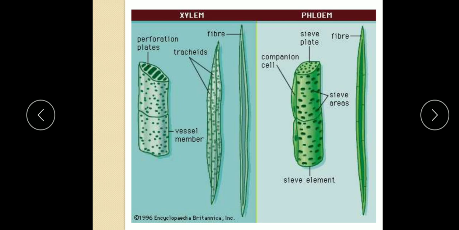There is a comparison or a difference between xylem and phloem given in your book. You mark it and learn well.